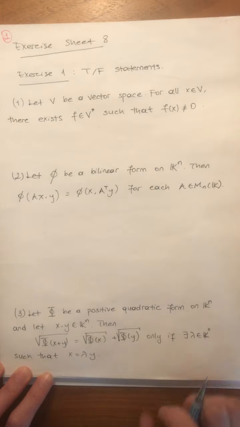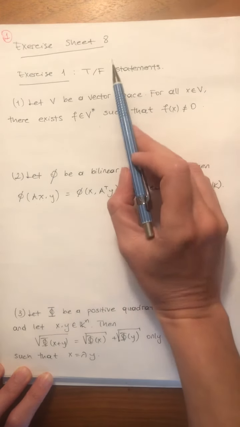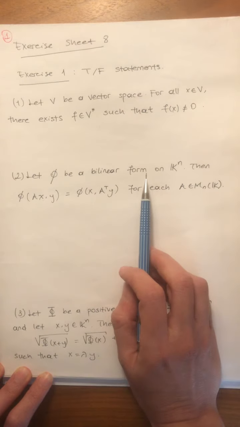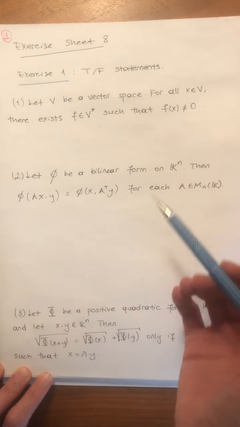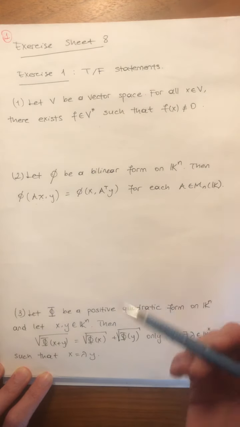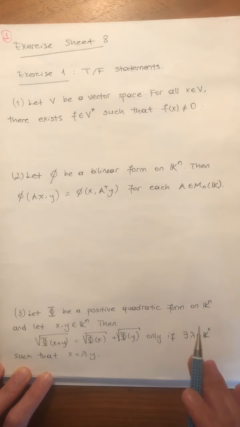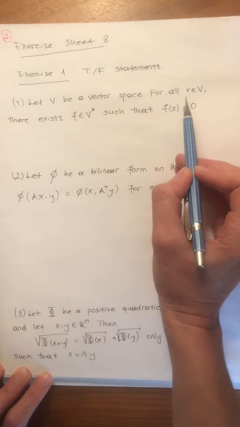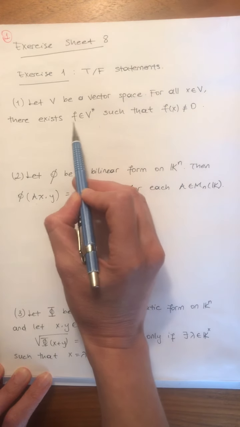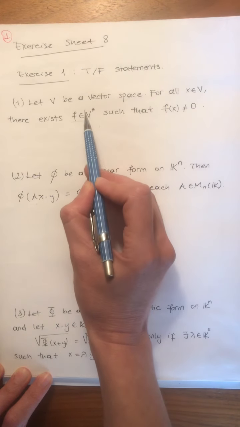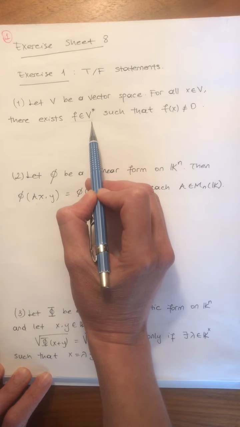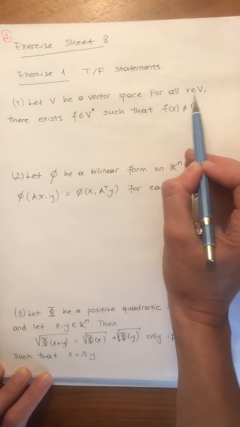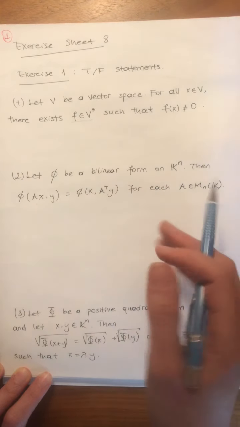In this video, I will explain the questions and answers of exercise sheet 8. And in exercise 1, we have 5 statements and we want to decide if they are true or false. So, the first statement claims that there exists an element f in the dual space V star such that it is not vanished at any vector x in the vector space V.